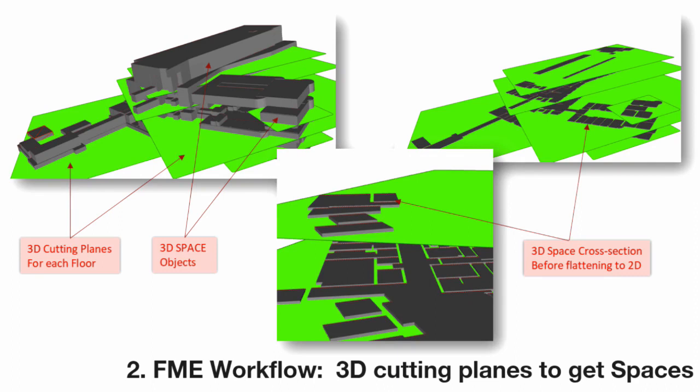So here's an example, a graphic example of taking those 3D cutting planes for each floor, the 3D space objects, doing that slice across them to create the cross section, and then flattening them down into 2D.